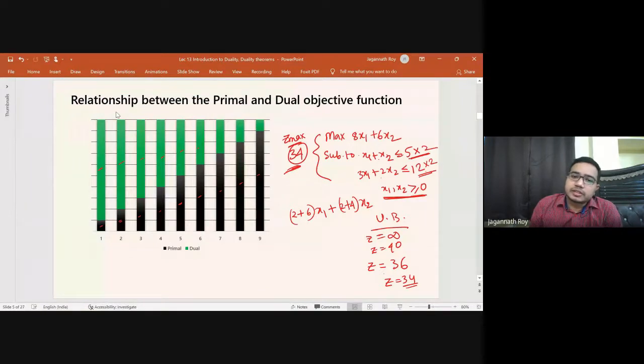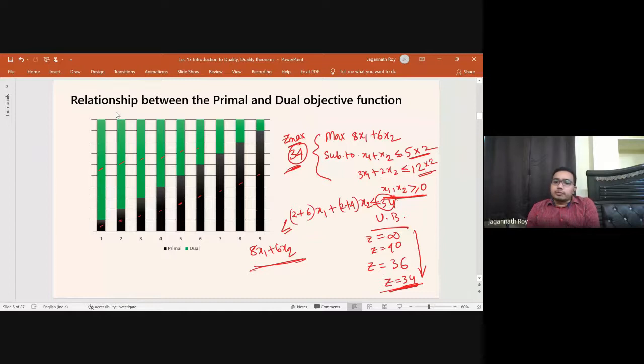We can see that this is exactly what is given, 8x1 plus 6x2. This is bounded by 34. So without using the simplex algorithm, we can find the upper bound: the maximum value of this objective function cannot exceed 34. In this way, we are actually going down.